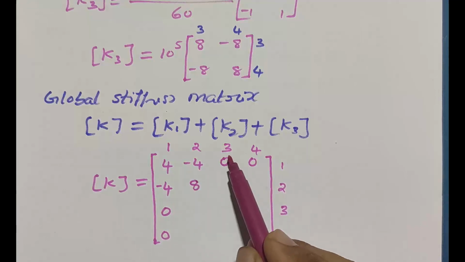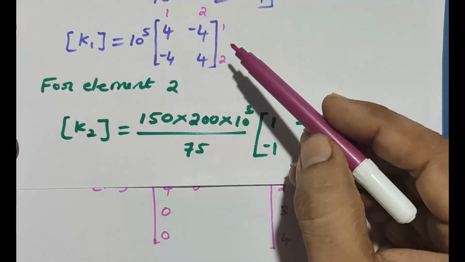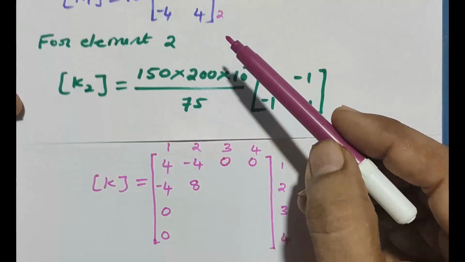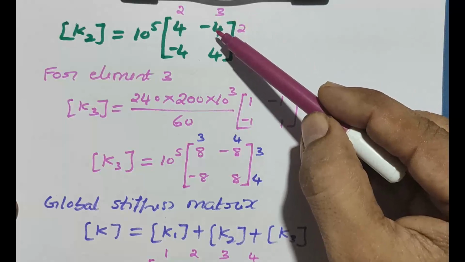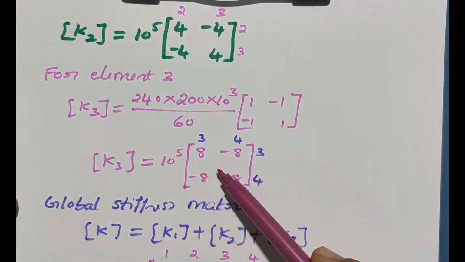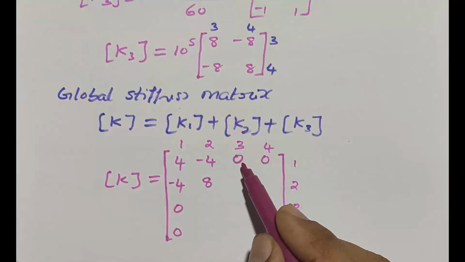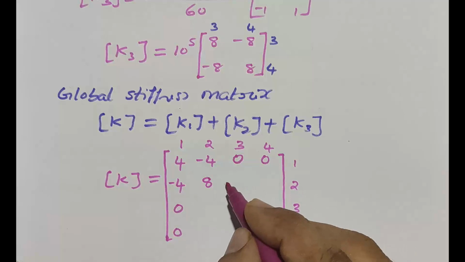Next, we need element corresponding to 3 and 2. If you see the elemental stiffness matrix of first element, here we don't have any element corresponding to 3 and 2. See here the element corresponding to 3 and 2, it is -4. But in K3 we don't have any element corresponding to 3 and 2. Therefore, the element corresponding to 3 and 2 is -4.